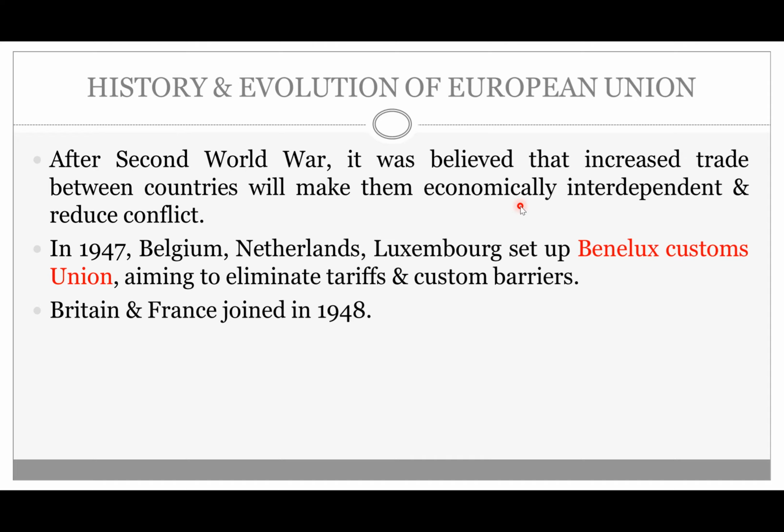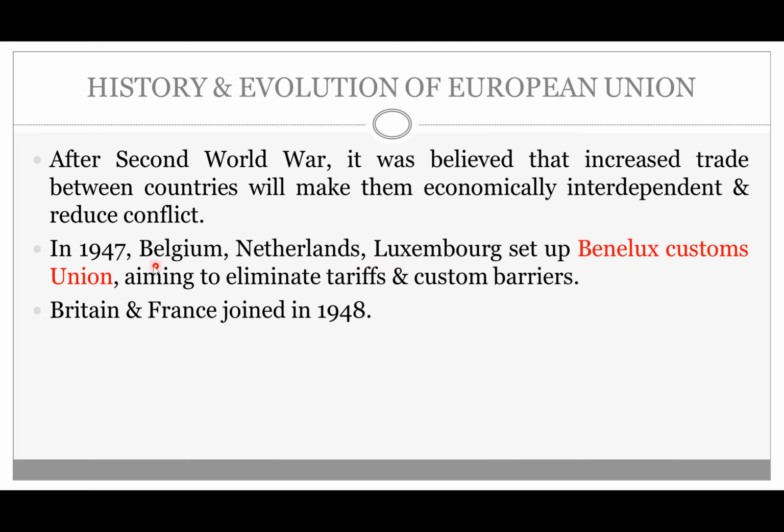This is also the story presently of India and China. China has become the largest trading partner for India. That is why before starting any conflict, both the countries are very cautious and they resolve every small dispute on the border through dialogue, right? So that was the idea in the 1940s after the Second World War ended, to make countries economically interdependent and as a result reduce any future chances of conflict. So I told you three countries, Belgium, Netherlands and Luxembourg.